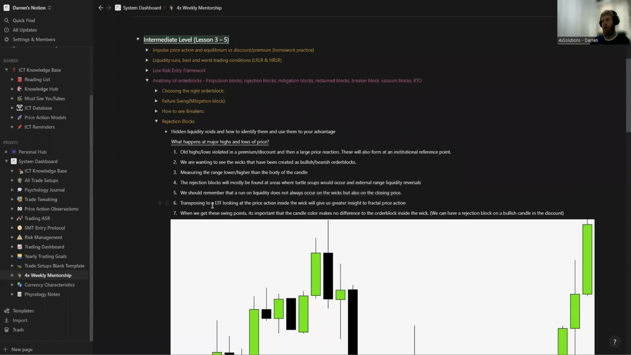Okay, so transposing to a lower time frame, looking at the price action inside of the wick will give us greater insight into fractal price action. Let me repeat. Transposing, meaning from one to another, that's transposing. When you look at the daily and then you look at the 4 hour, or you look at the 4 hour and you look at the 1 hour, that is what transposing is. So transposing to a lower time frame, looking at the price action inside the wick will give us greater insight into fractal price action.